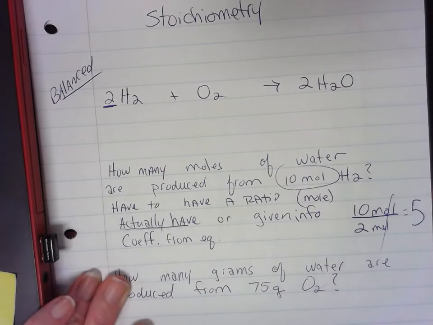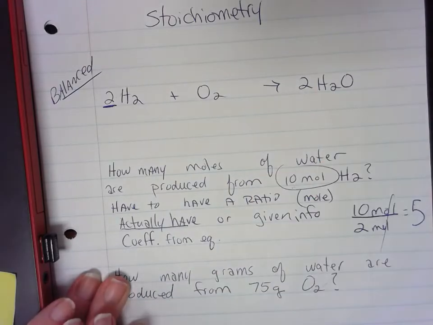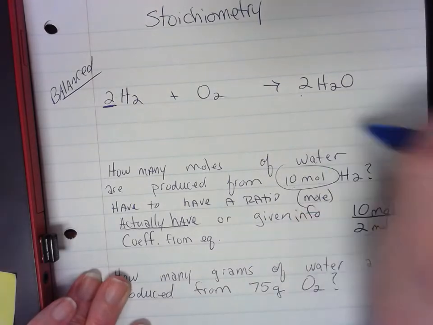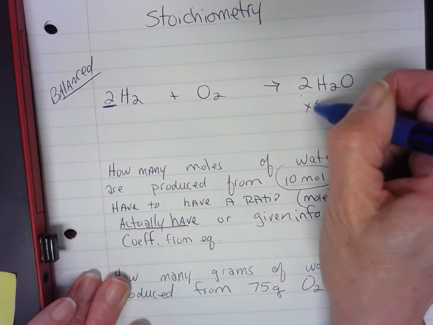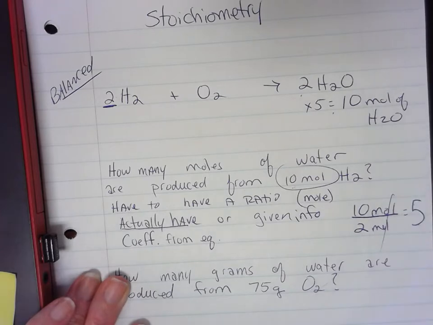We're scaling it up. So instead of making 2 moles of water or 2 batches of cookies, I'm going to multiply that by 5. So 2 times 5 means that I'm going to make 10 moles of water. So those are really easy because you don't have conversions to do.